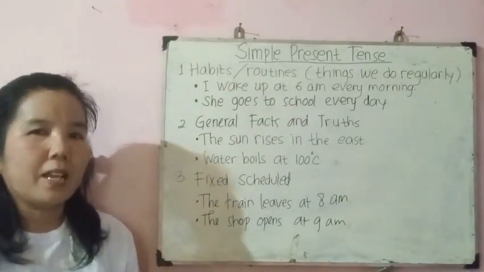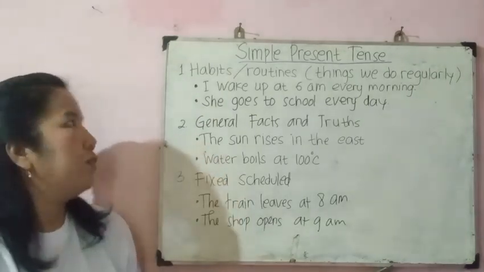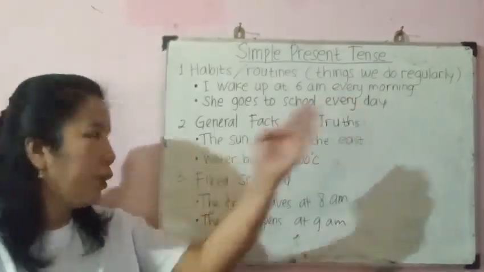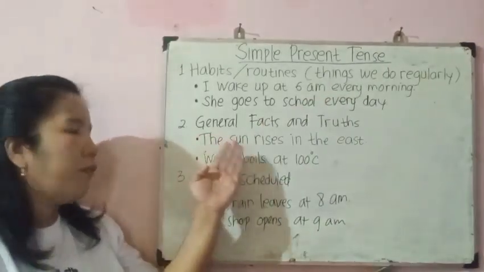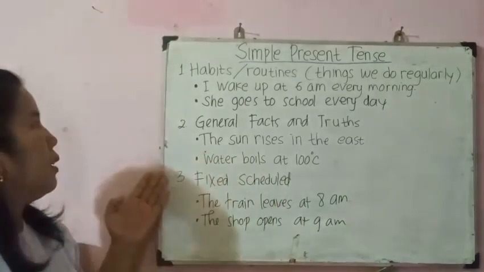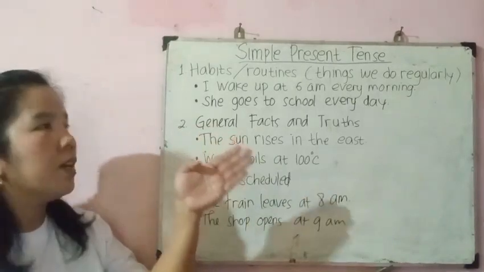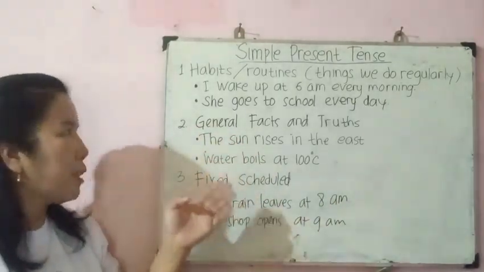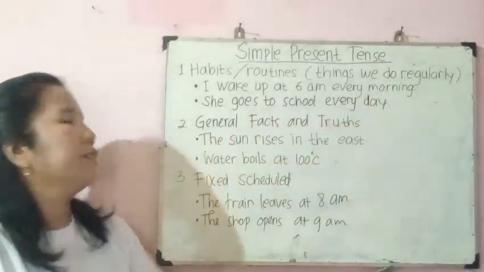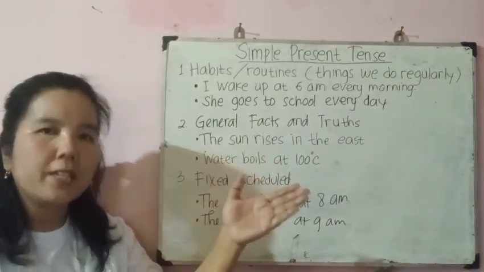Simple present tense. What is simple present tense? Simple present tense is used to talk about habits or routines, things we do regularly, general facts and truths, and fixed schedules. Okay, now we use simple present tense to talk about habits or routines, things we do regularly. For example, I wake up at 6 a.m. every morning. Next example, she goes to school every day.